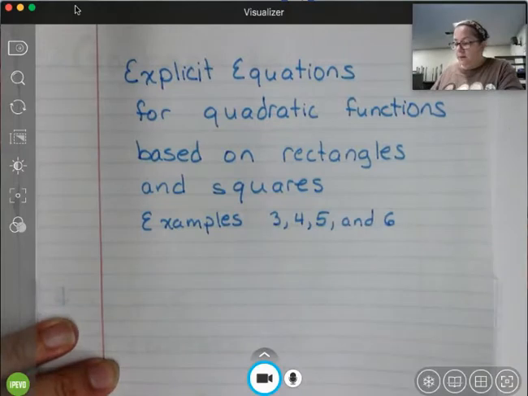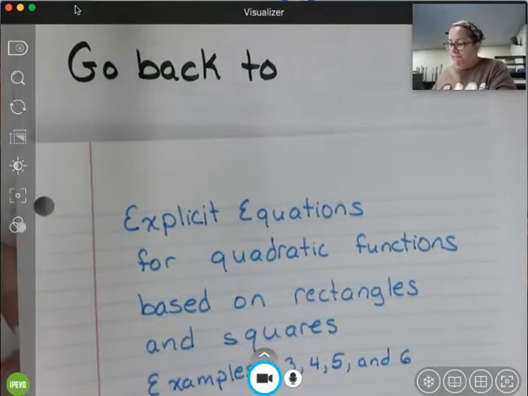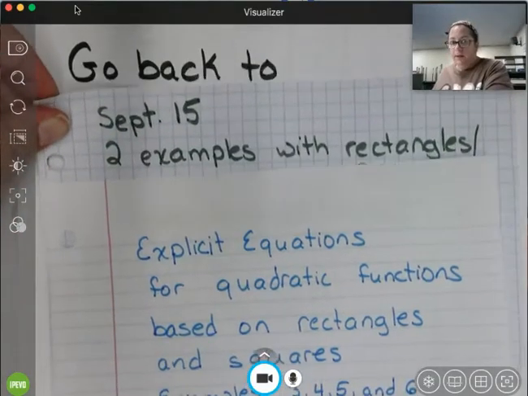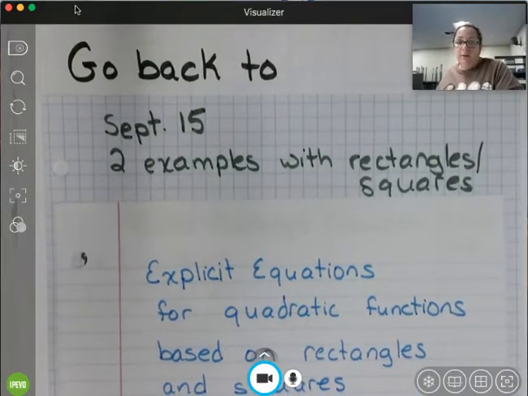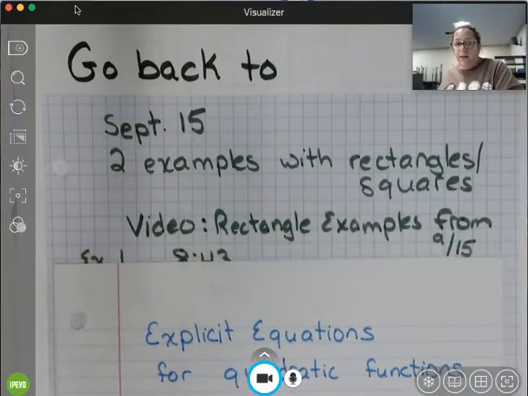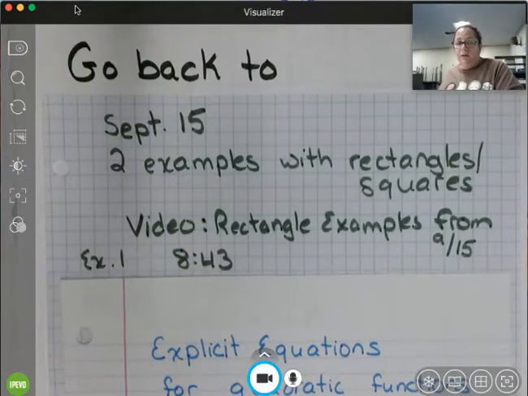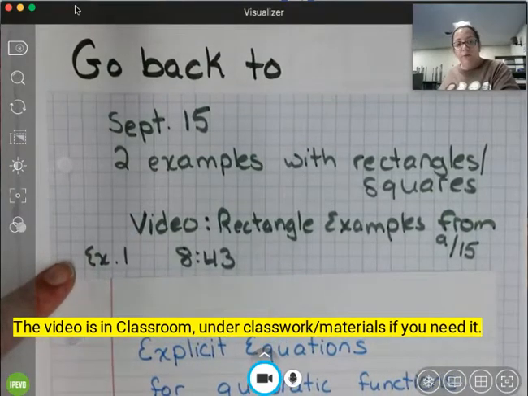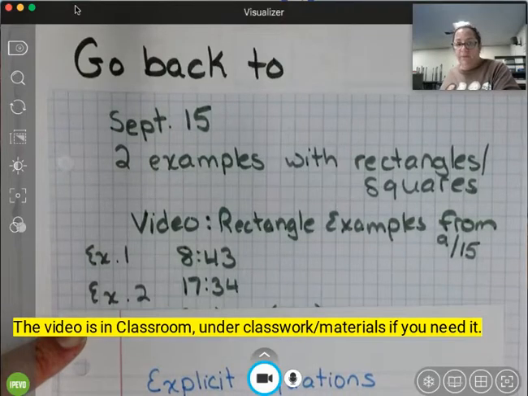Before we get too far into this, I would like you to go back to your notes in your graph notebook from September 15th. We did 2 examples with rectangles and squares, and we called them example 1 and 2. If you can't find those, I made a video that day, the video rectangle examples from 9:15. Example 1 starts at 8:43, and example 2 starts at 17:34.